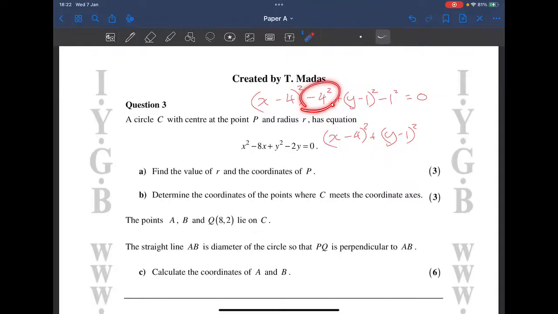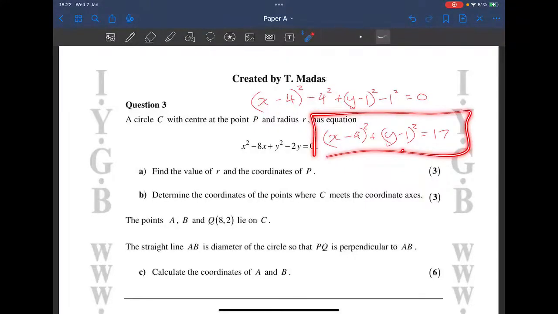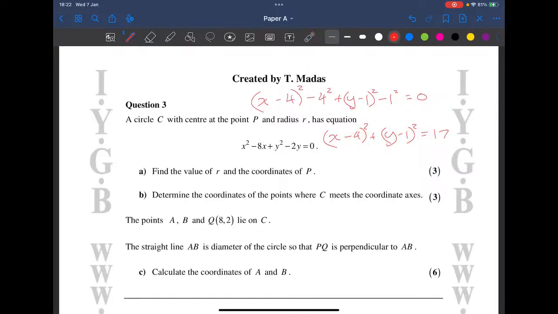4 squared is 16. 1 squared is 1. Add them up, you get 17. So we'll add that to the other side. And this then is the general form of a circle, where we can see we're going to have a centre of 4 and 1. Think like transformations, so it's like the opposite way round when it's inside the bracket. So the centre is 4, 1. So that's point P. And our radius is going to be the square root of 17.